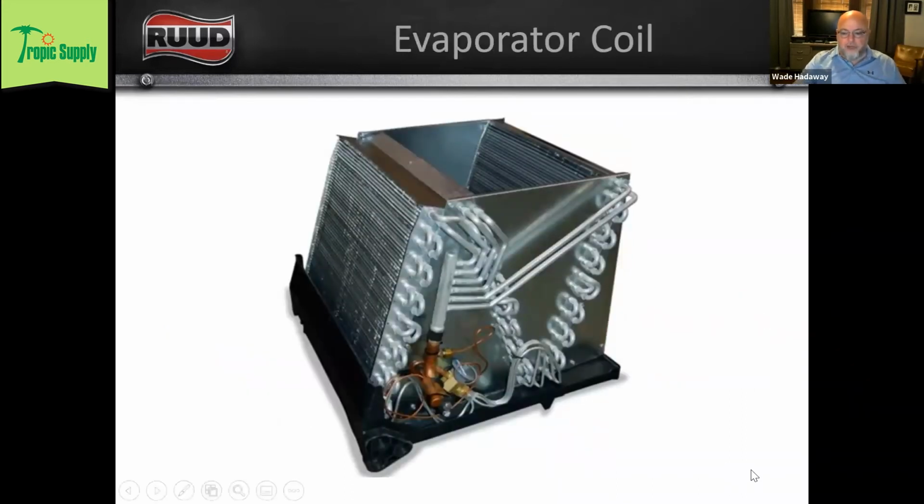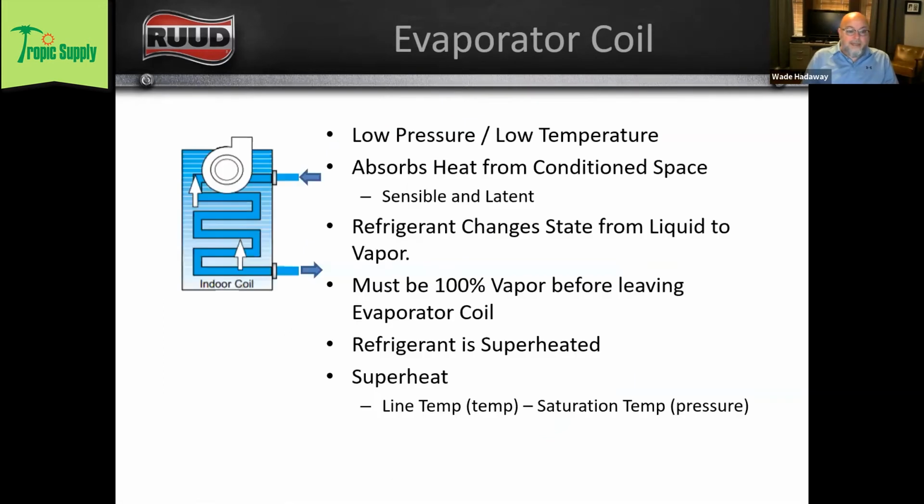So here is a graphic of an evaporator coil, and what's happening in this coil, right? As I said, it's a low pressure, low temperature refrigerant that is traveling through this coil, and it absorbs heat from the conditioned space. And if you remember from part one, we talked about the different kinds of heat. We talked about sensible heat. We talked about latent heat. The refrigerant that's flowing through the tubing in our evaporator coil is absorbing sensible heat and latent heat.